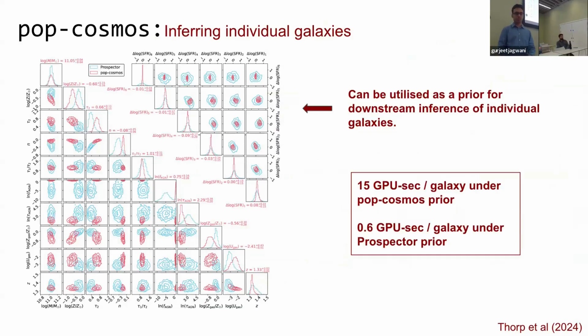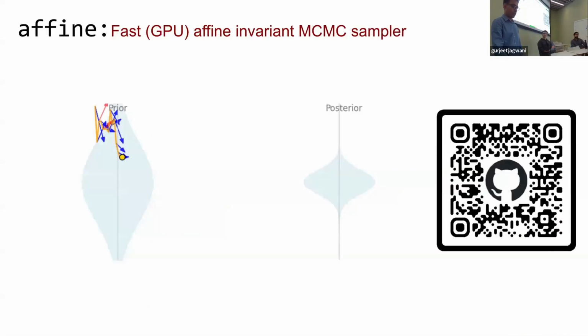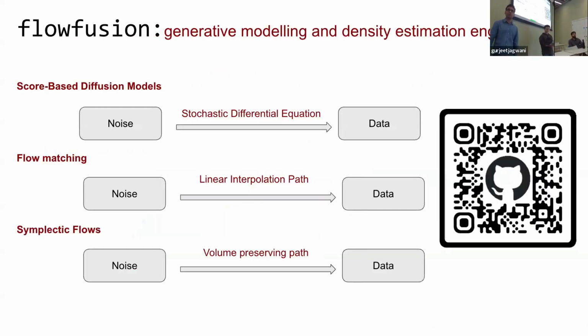As a research software engineer, what has your contribution been like in comparison to other members of the team? Most of my contribution has been in developing flowfusion, where I've implemented most of these algorithms with help from the other researchers as well, especially the symplectic flows and the flow matching.